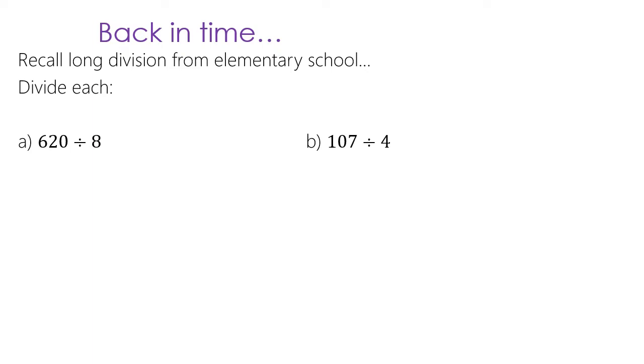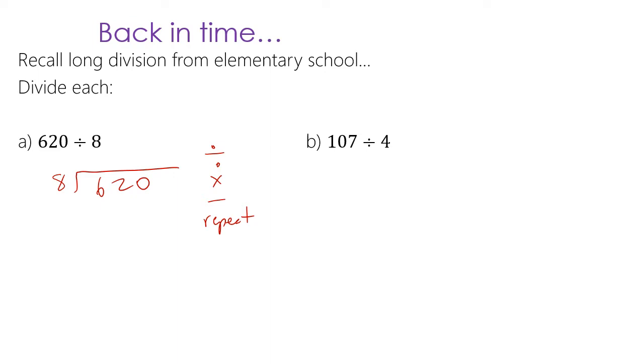So 620 divided by 8, and we're not going to use our calculator. We're going to do this manually by hand. So write the 8 out front, then our division sign, 620. Where do we go from there? Well, we have basically 3 steps that we always want to do. We want to divide, multiply, then subtract, and repeat the process. So let's start by dividing.